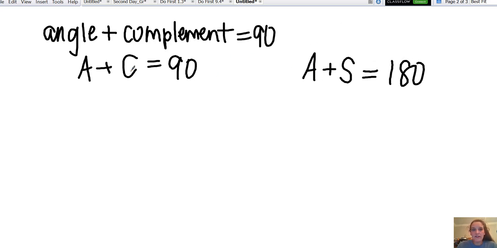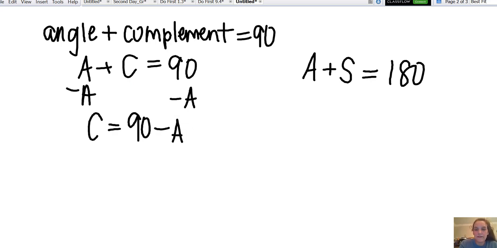If we wanted to find an angle's complement, that would mean in this equation that we're trying to solve for C. We're trying to isolate C. We want to find the complement. So we would subtract A from both sides. So a complement of an angle is equal to 90 minus the angle.